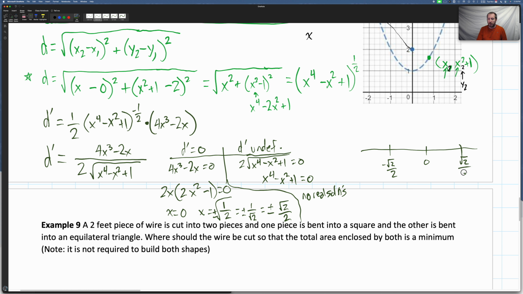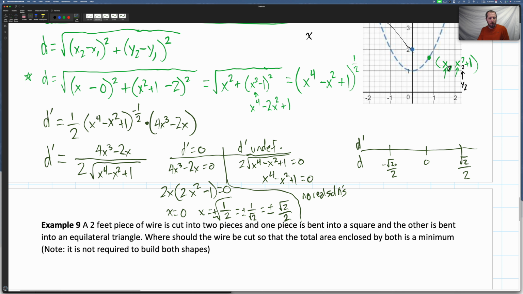Make sure you put them in the right order. And we're looking at what d prime tells us about d. This is a cubic with a positive leading coefficient. I think we're going to need to do test points.